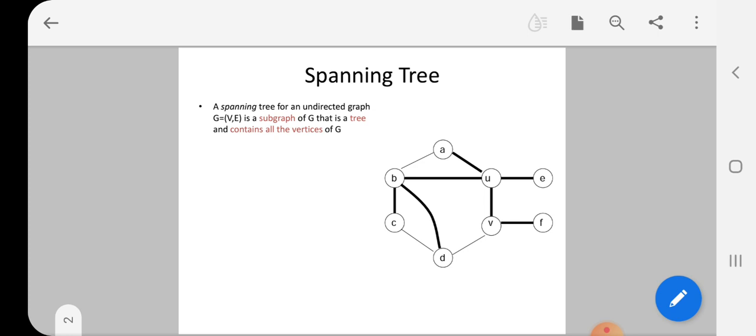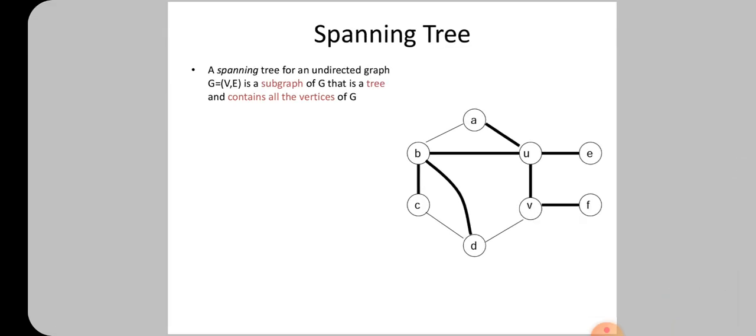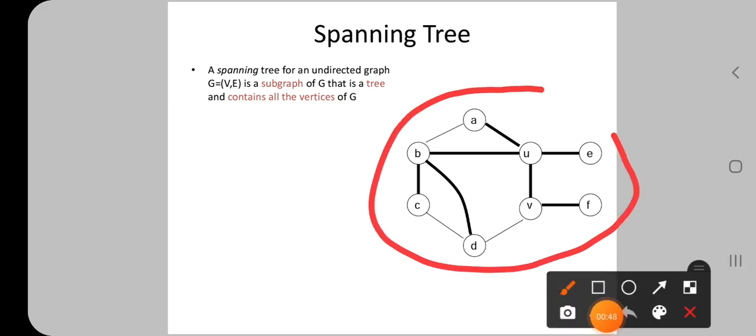Spanning tree for an undirected graph. We are considering an undirected graph G(V, E). Then a spanning tree is a subgraph of that graph that is a tree, containing all the vertices of that graph. For example, this is a graph. This graph contains the spanning tree.